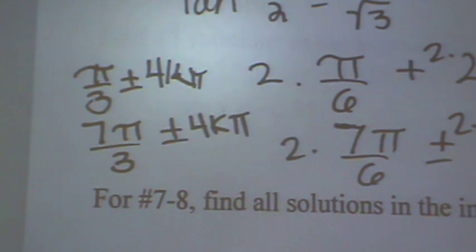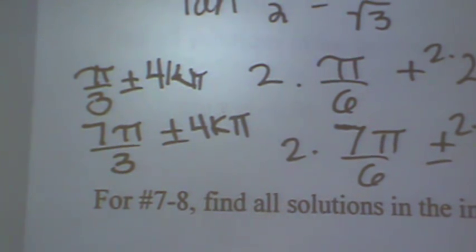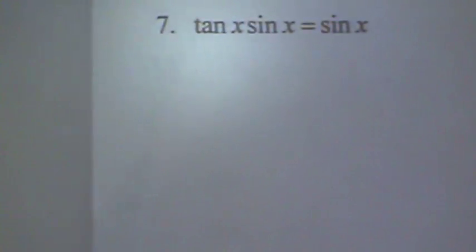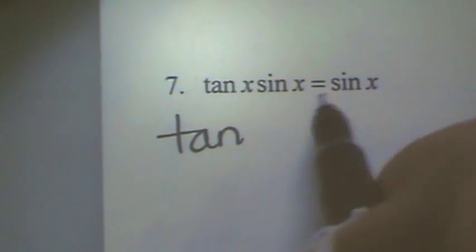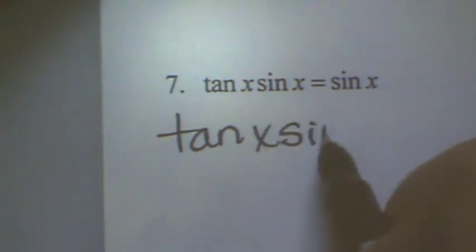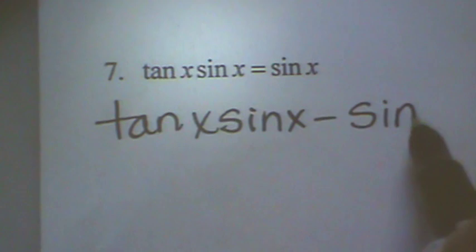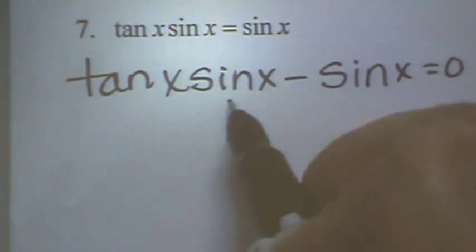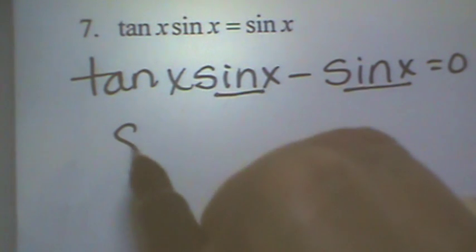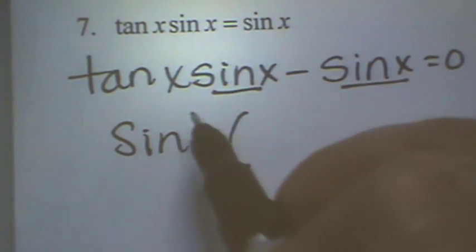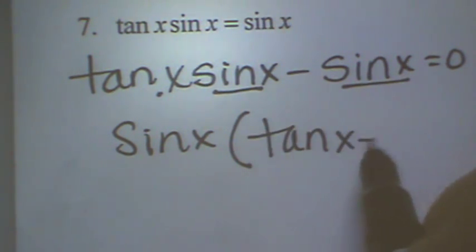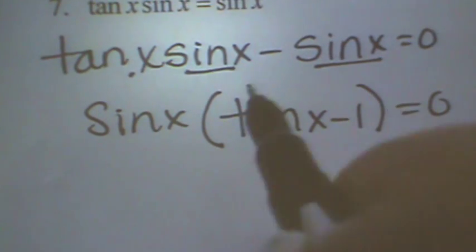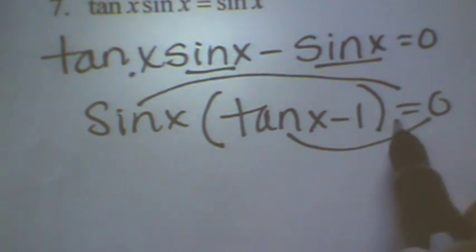Okay, number 7. This is without a calculator. You're going to GCF this one. So set them equal to 0. If you swing sine of x over to the other side, you're going to subtract it, right? So now what do I take out of this? Sine of x, and then times, help me out, tan of x minus 1. Now what do we do? Set each of these equal to 0.